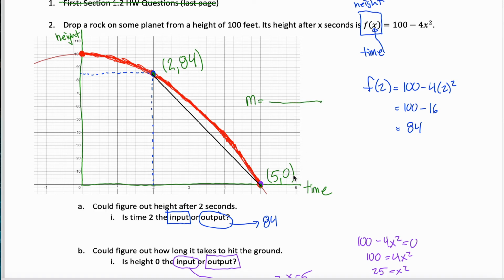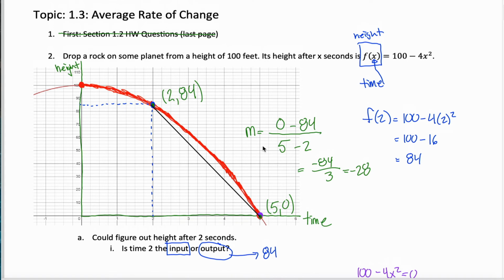All I gotta do is take the change in the 2 y-coordinates, so 0 minus 84, divided by the change in the 2 x-coordinates, 5 minus 2. So I get what? Negative 84 divided by 3. From this point to this point, the line travels down 84 units as it goes 3 units to the right. The slope of this secant line is negative 84 divided by 3, which is equal to negative 28, by the way. So the average speed of this rock is, it's going down, that's what the negative means, 28, and then whatever my units are. Feet per second, I guess, in this case.